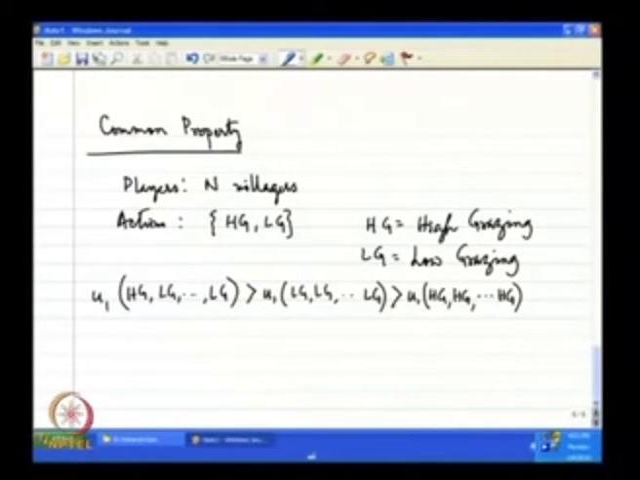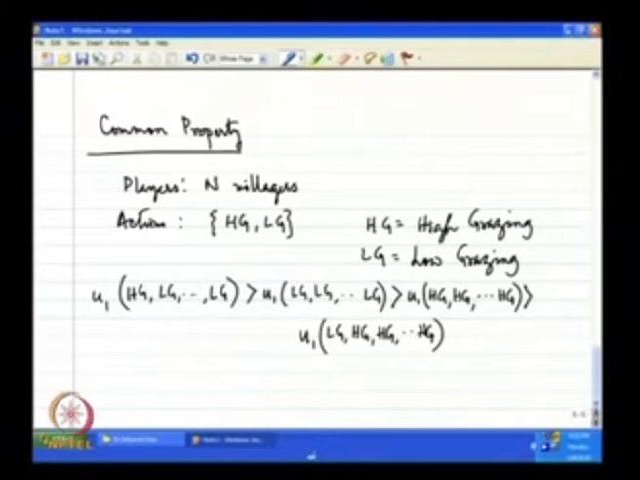LgLg is better than HgHg, because if HgHg is the case, then this common property that is there will exhaust very shortly. Whereas if LgLg is there, well, per period maybe the sheep are grazing less, but the property will last. And the last is that other people are going for Hg, but he is going for Lg. So, other people have gone for high grazing, but he is going for low grazing.